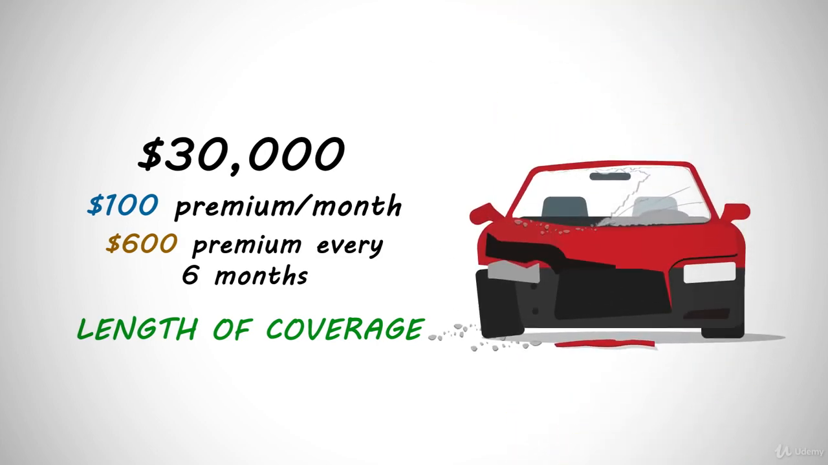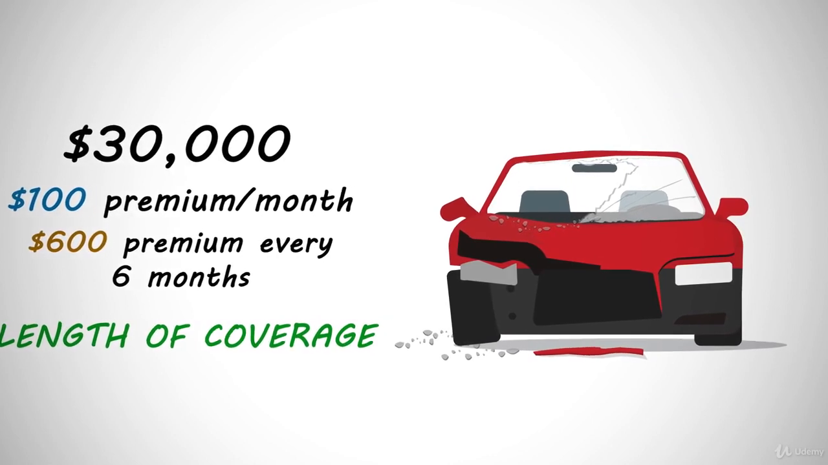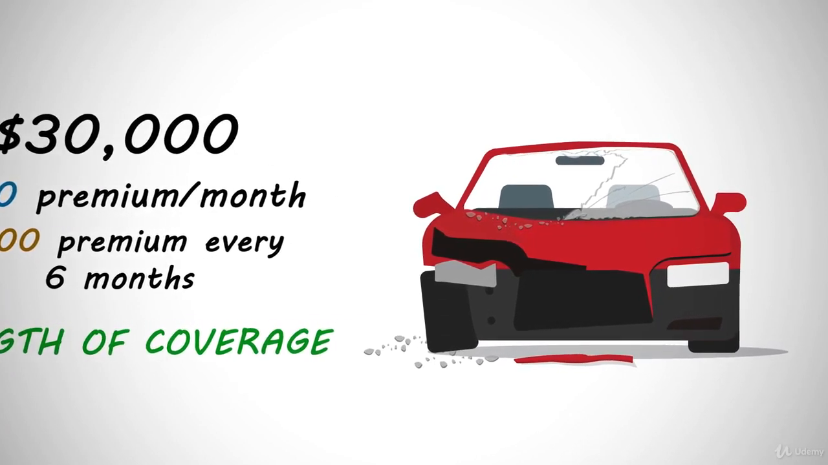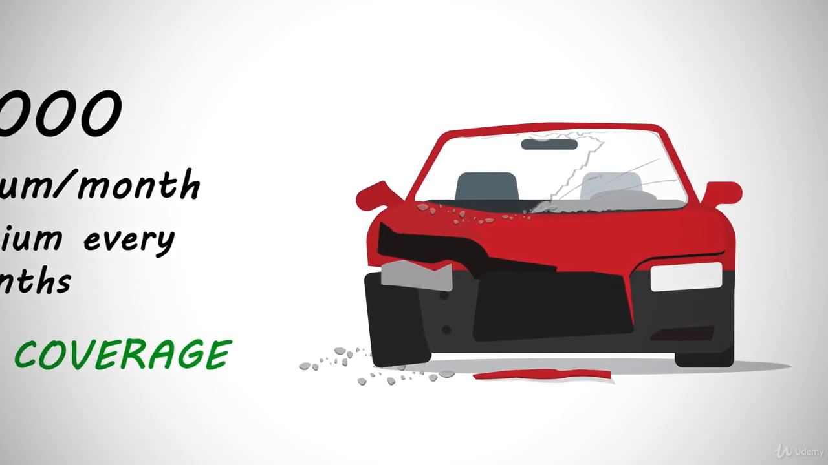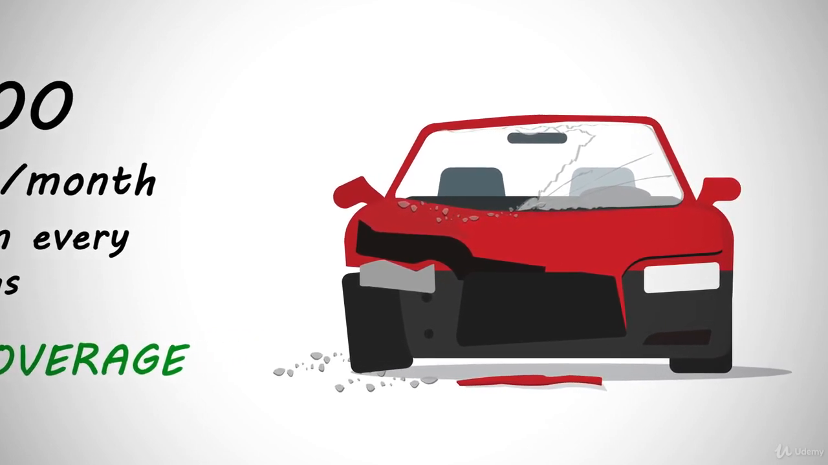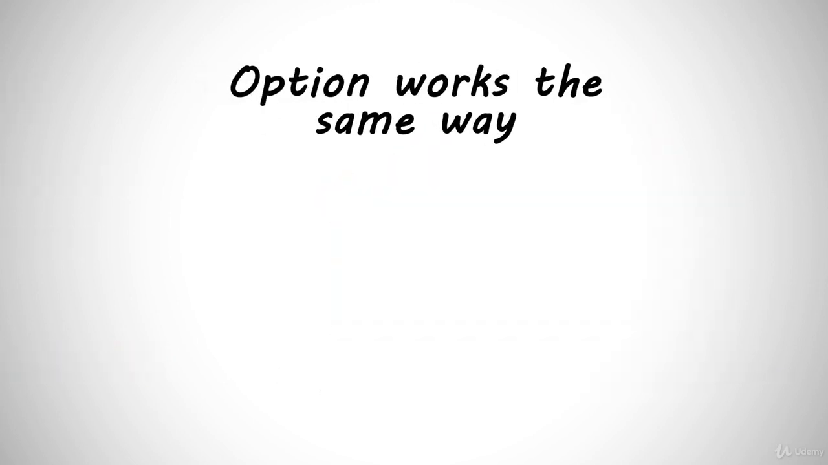In our car insurance example, if we only buy 1 month of car insurance, forget to pay our bill, and then have an accident the day after our insurance lapses, it's too bad, so sad. Our insurance company will not cover our car, and we will have to eat the full cost of the damages. Well, guess what? Options work the same way.